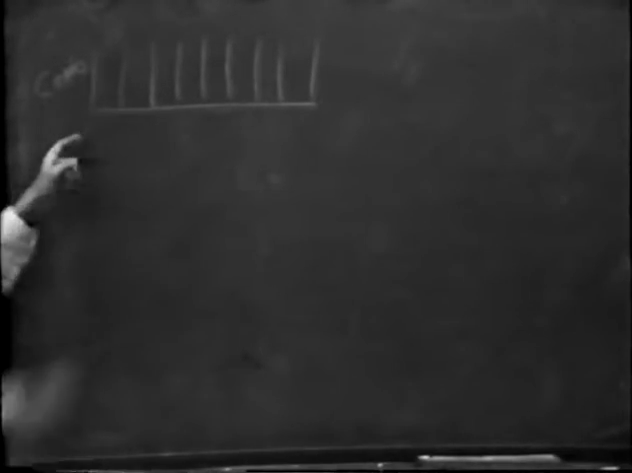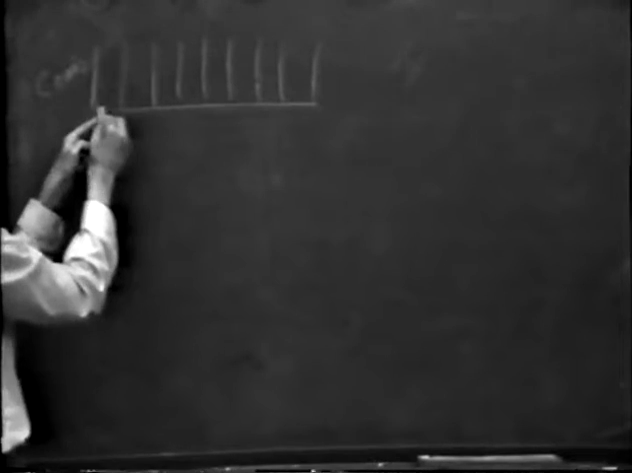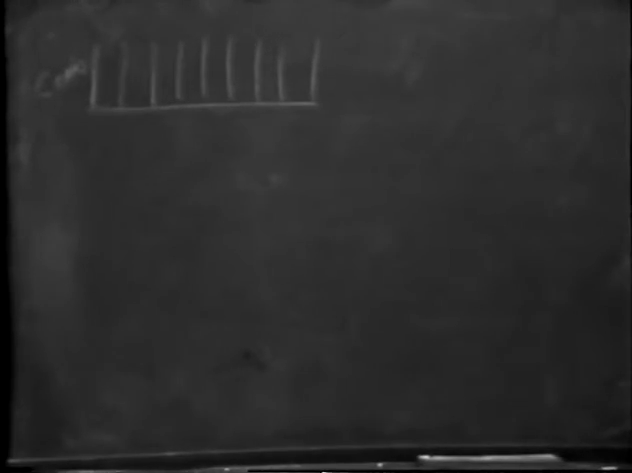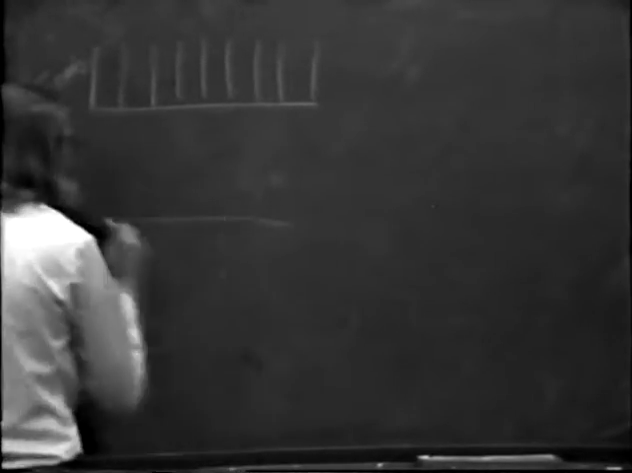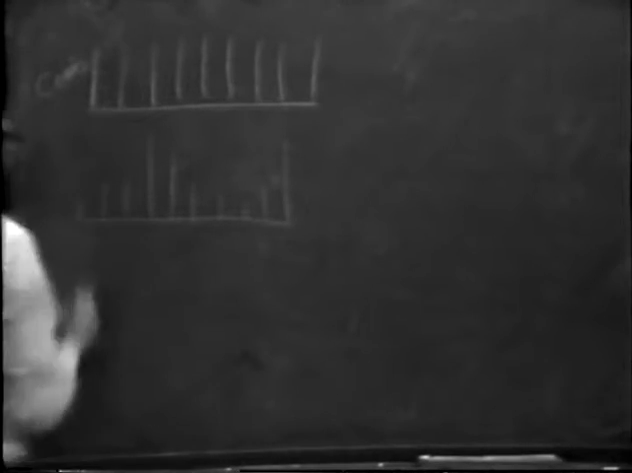Here's a comb function. It's got a whole bunch of impulses here of unit height, and then it's zero in between. So if you multiply this comb times that function, we will get the sampled function.